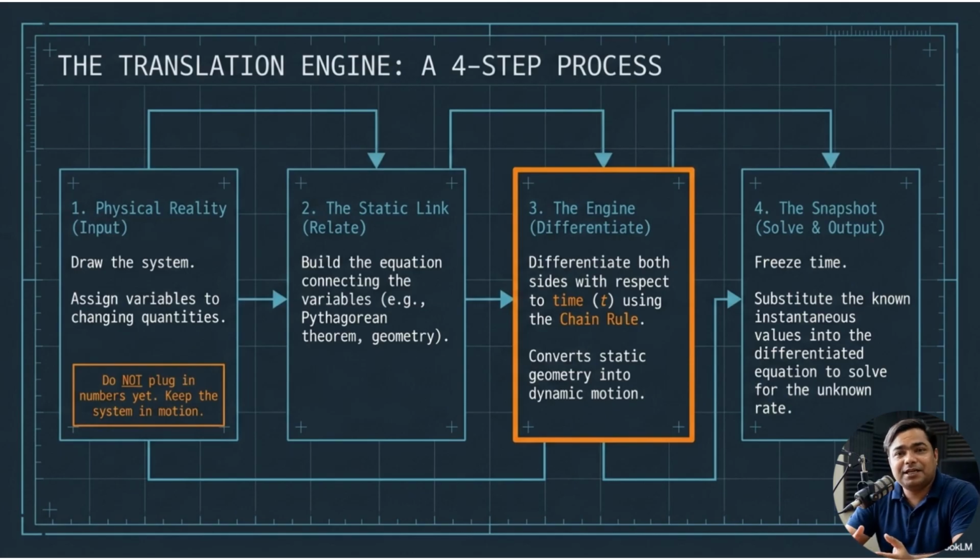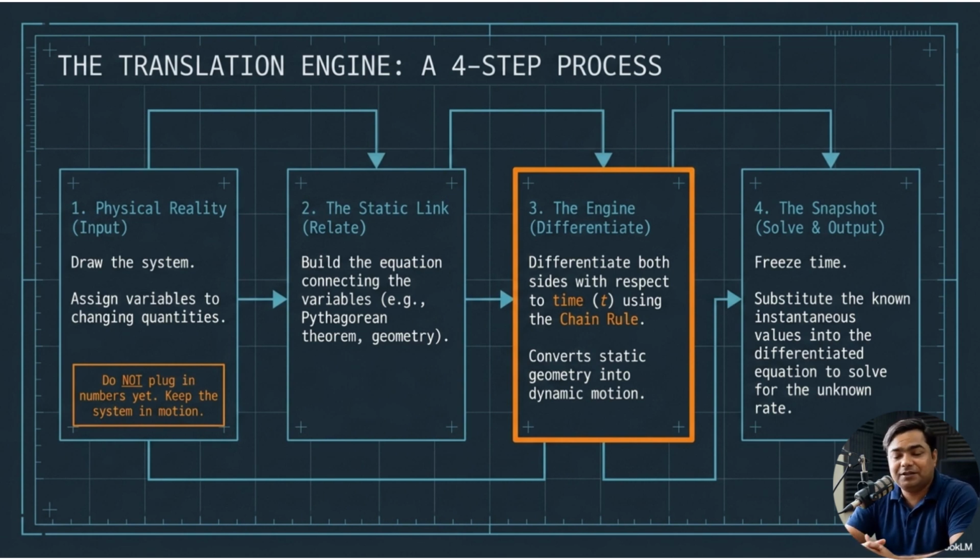Now let us understand the general process for solving related rates problems. There are four steps. Step 1 is physical reality. First, draw the system. Do not start with numbers immediately. Identify what is changing and assign variables. For example, height, distance, radius, angle, or volume. Step 2 is the static link. Build an equation connecting the variables. This equation usually comes from geometry, such as the Pythagorean theorem, trigonometry, area, volume, or similar triangles.